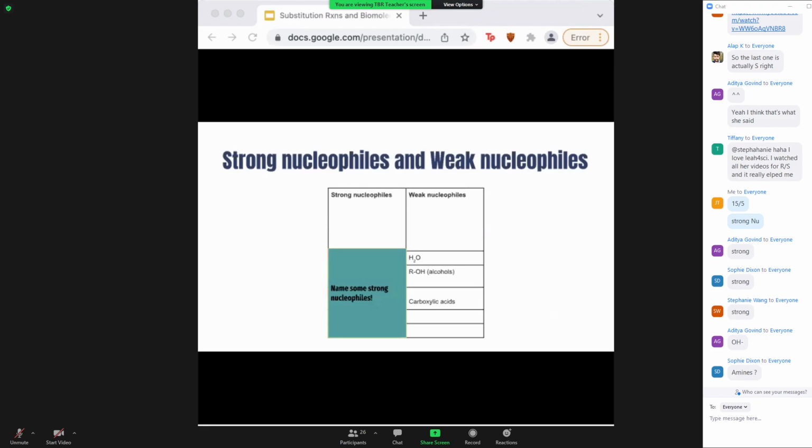Okay, so some good examples of strong nucleophiles are hydroxide, which is honestly one of their favorites, and amines are great nucleophiles as well. Oftentimes, nucleophiles can be negatively charged because they have the electron density to be able to attack, and highly electronegative atoms are often also good nucleophiles.